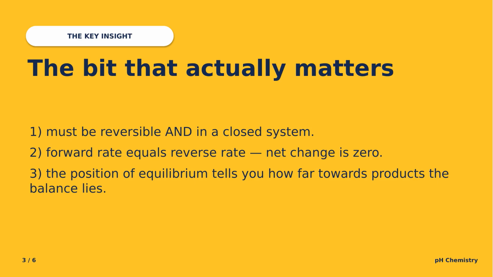Three things. 1. Must be reversible and in a closed system. 2. Forward rate equals reverse rate. Net change is 0. 3. The position of equilibrium tells you how far towards products the balance lies.